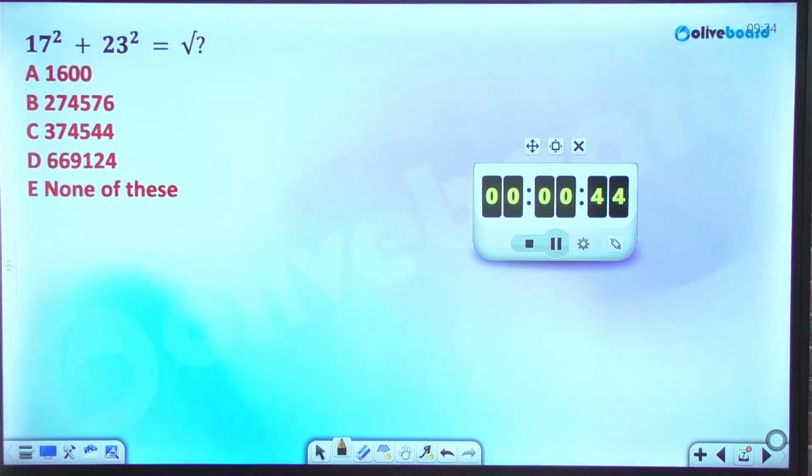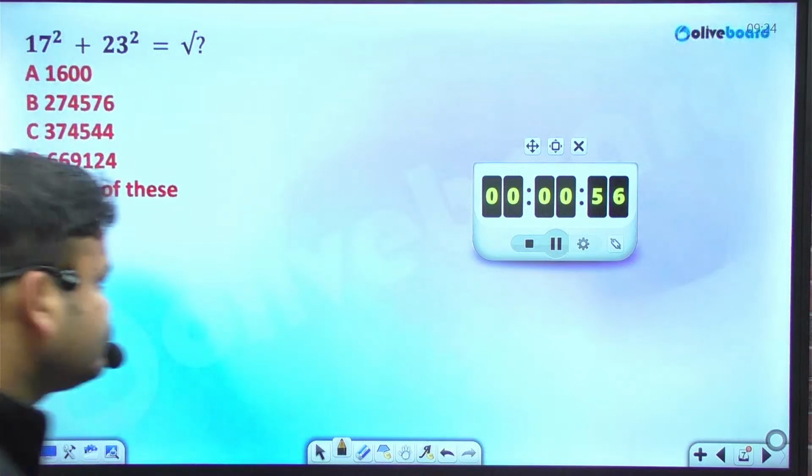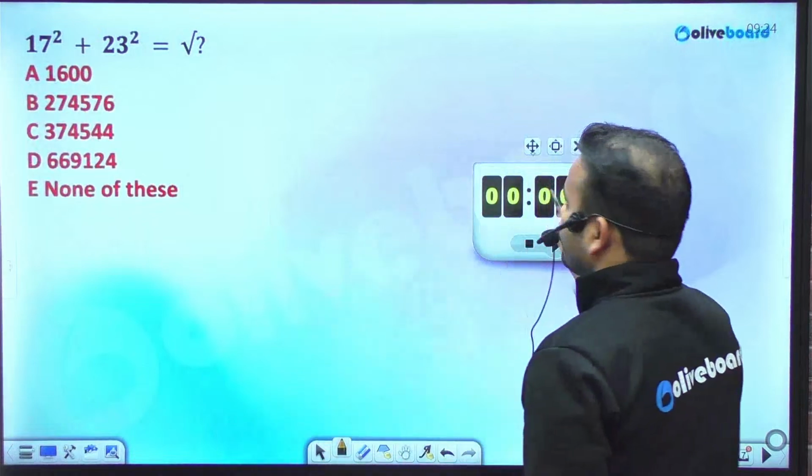Yeah, Raghu, you can solve it also. Okay. So what about this?